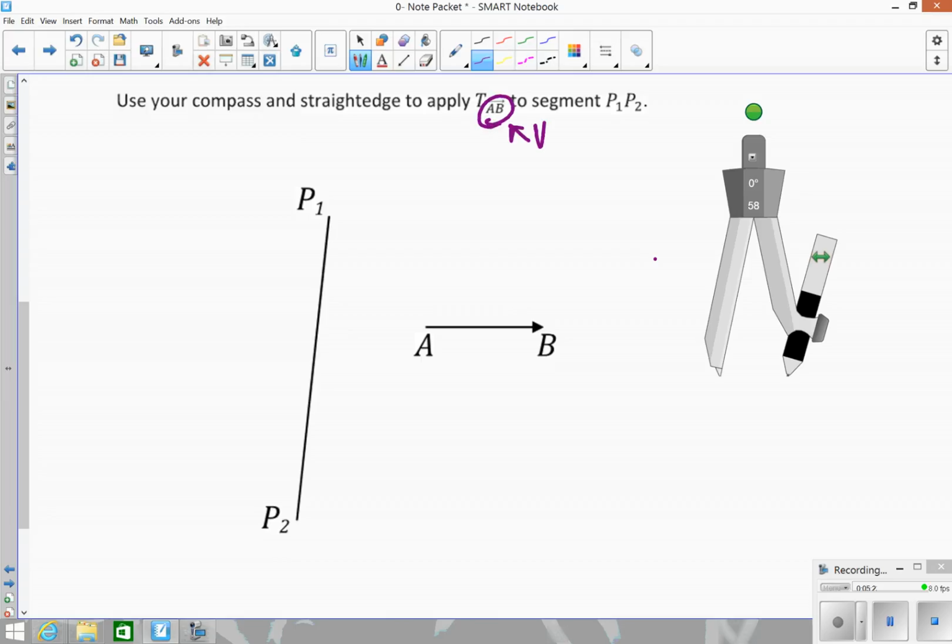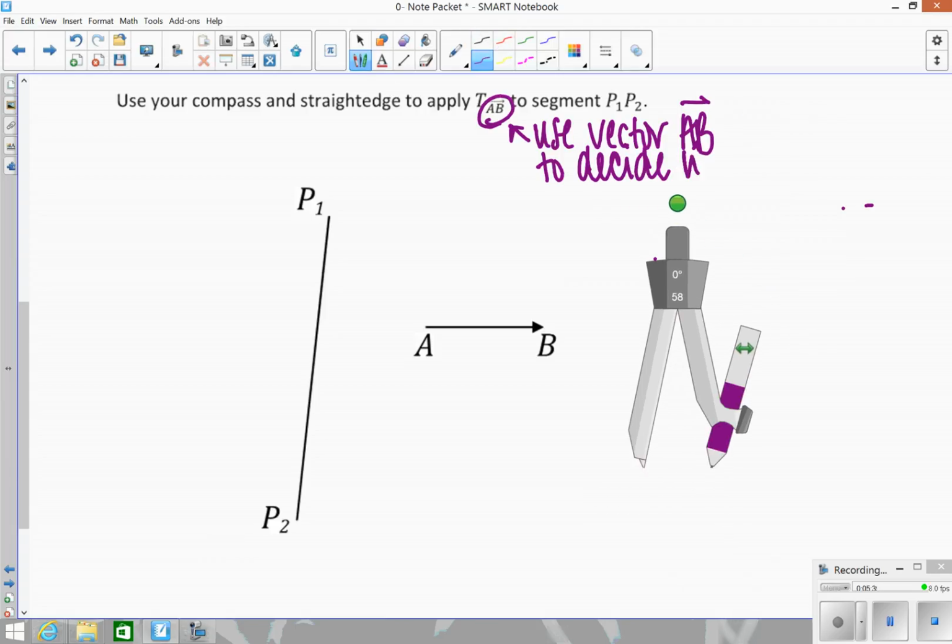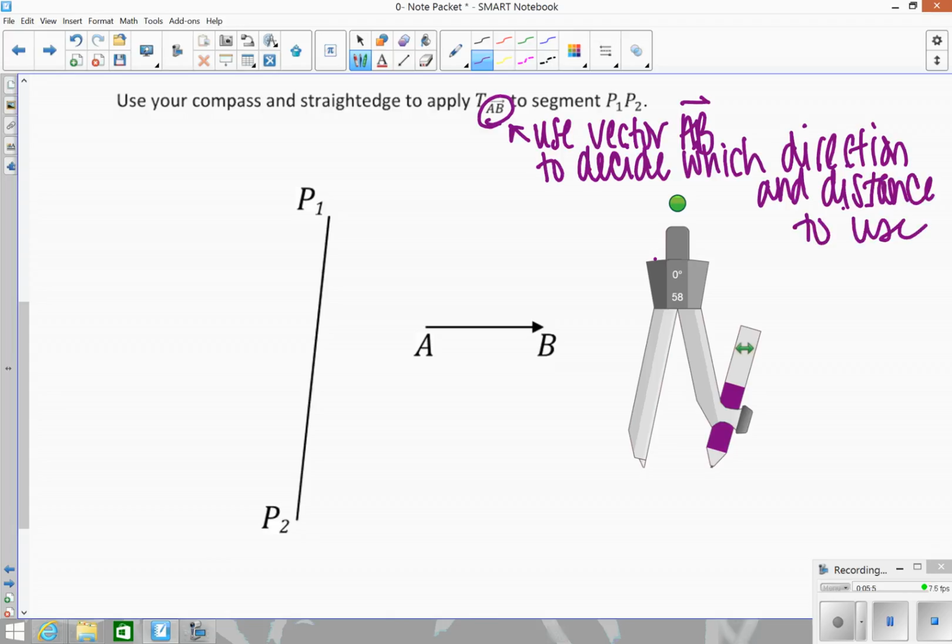So this means use vector AB to decide which direction and distance to use for your translation. So I have to measure the vector AB. That's going to tell me how far I'm going to move. And then the arrow tells me which direction. And remember, we always have to move parallel to this.